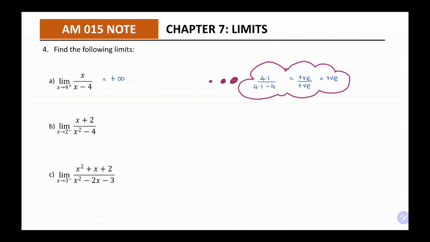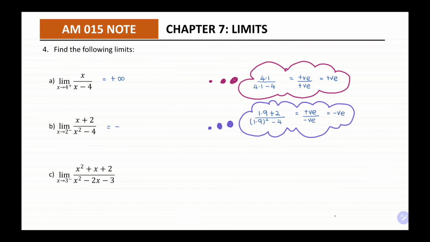Okay, B, limit as x approaches 2 from the left. Okay, we test, substitute x equals 2 into the function. So we get something over 0. The denominator is still 0. So this one is undefined. When it is undefined, we take one value less than 2. 2 from the left means less than 2. Less than 2, I take 1.9. So imagine 1.9 plus 2 over 1.9 squared minus 4. So we get a positive numerator and a negative denominator. So positive over negative is negative. So the answer is negative infinity.